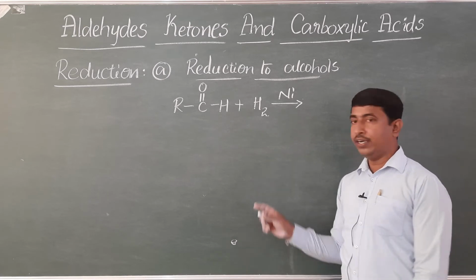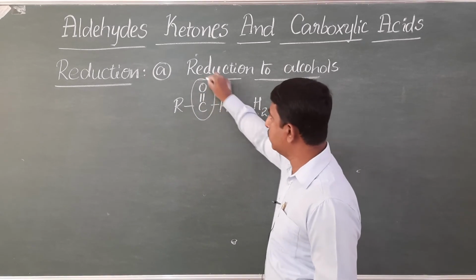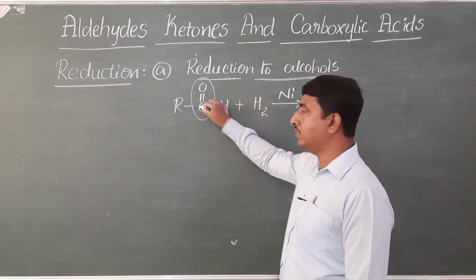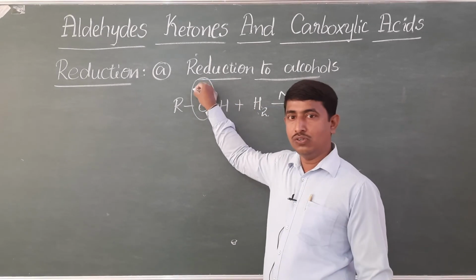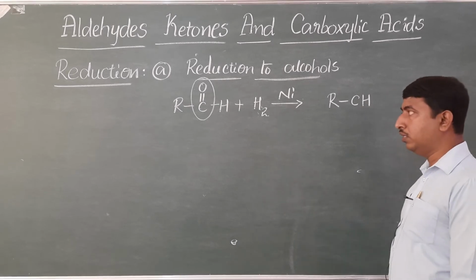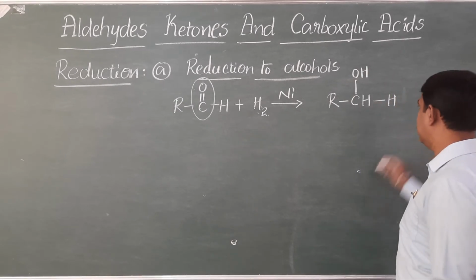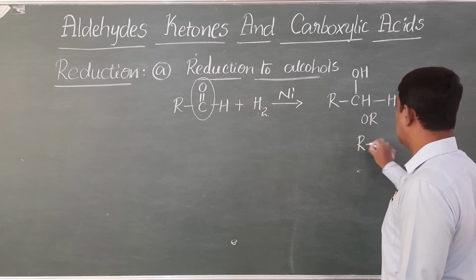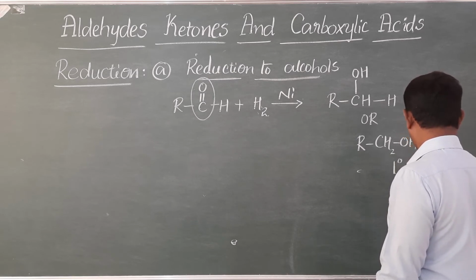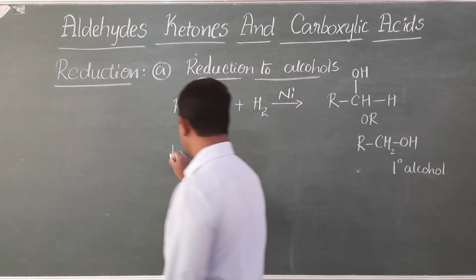Hydrogenation means addition of hydrogen molecule. There are two hydrogen atoms. Addition always takes place across a multiple bond. So one of the hydrogens is added to carbon, the other hydrogen is added to oxygen. As a result, we will get RCH, single bond H, the double bond reduces to single bond OH, or RCH2OH. This is primary alcohol. So reduction of aldehyde gives out primary alcohol. Reduction can also be carried out.